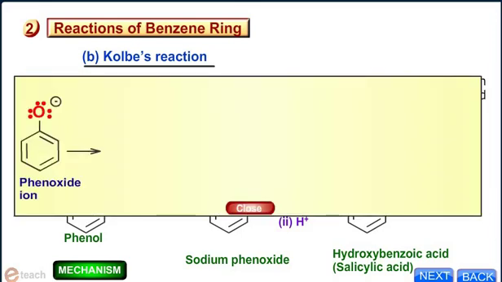Mechanism. You can here see the mechanism of Kolbe reaction, which is electrophilic substitution reaction.